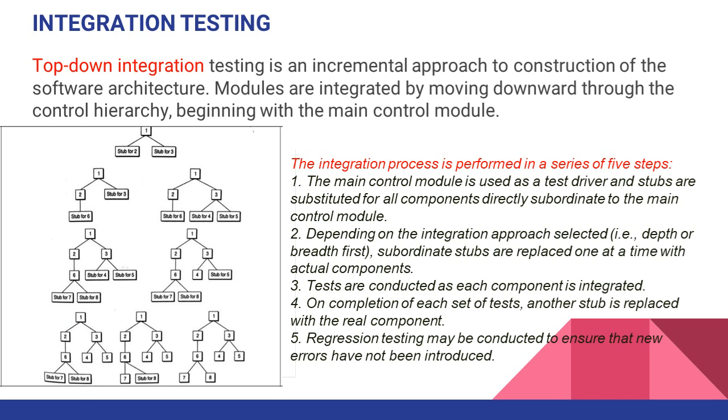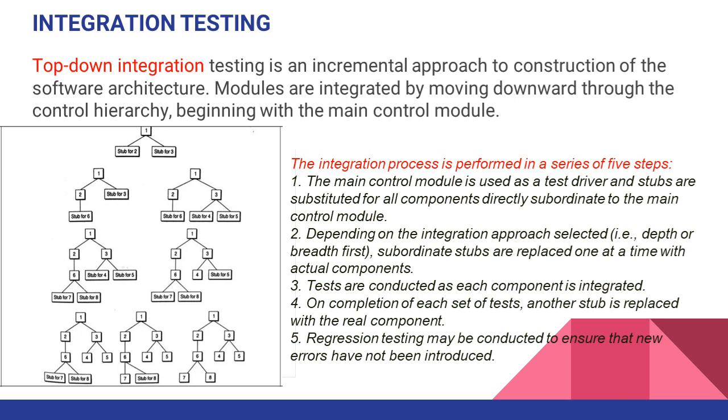In a well-factored program structure, decision making occurs at the upper levels in the hierarchy and is therefore encountered first. The top-down strategy sounds relatively uncomplicated, but in practice, logistical problems can arise. The most common of these problems occurs when processing at low levels in the hierarchy is required to adequately test upper levels. Stubs replace low-level modules at the beginning of top-down testing. Therefore, no significant data can flow upward in the program structure.